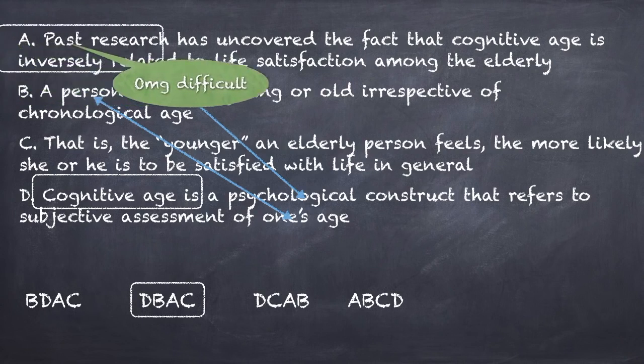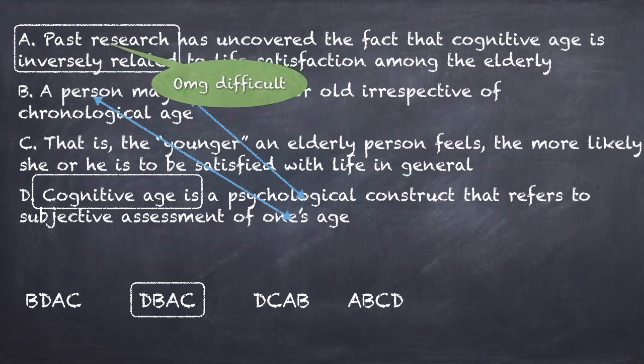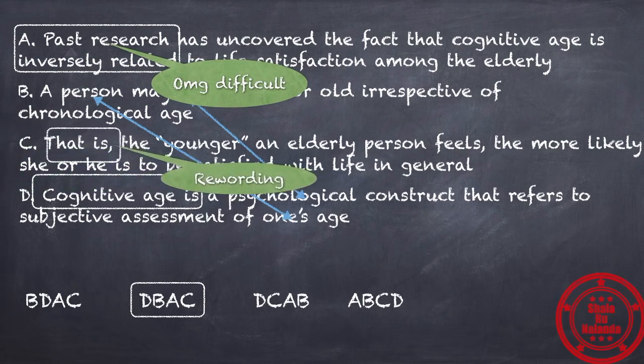So I look at sentence A, I don't read it fully. It says past research has something inversely related. Suddenly the language has become difficult for me, right? So I look at C now and it says "that is," right? This conjunction is used to indicate that another expression of the earlier idea is going to happen, a difficult idea is going to be reworded, re-articulated in some other, easier language, right?